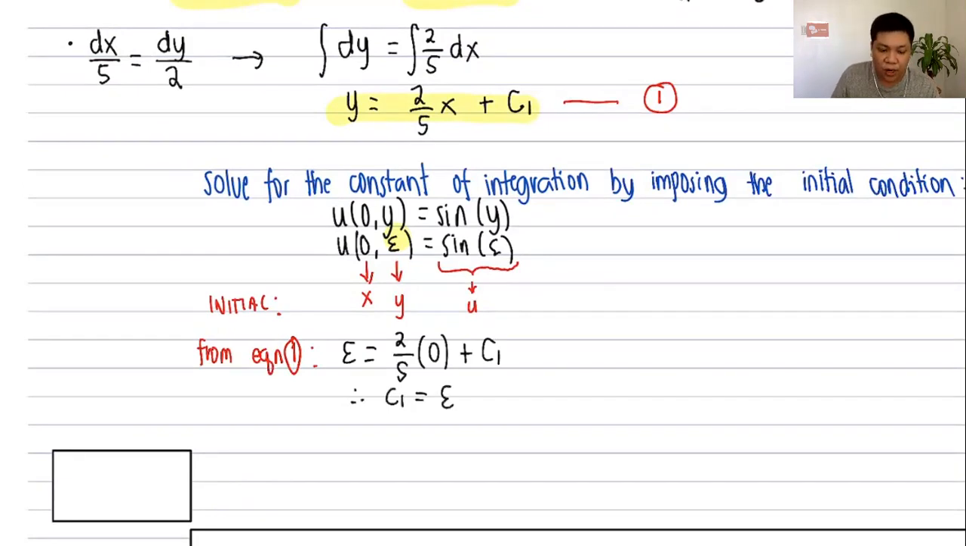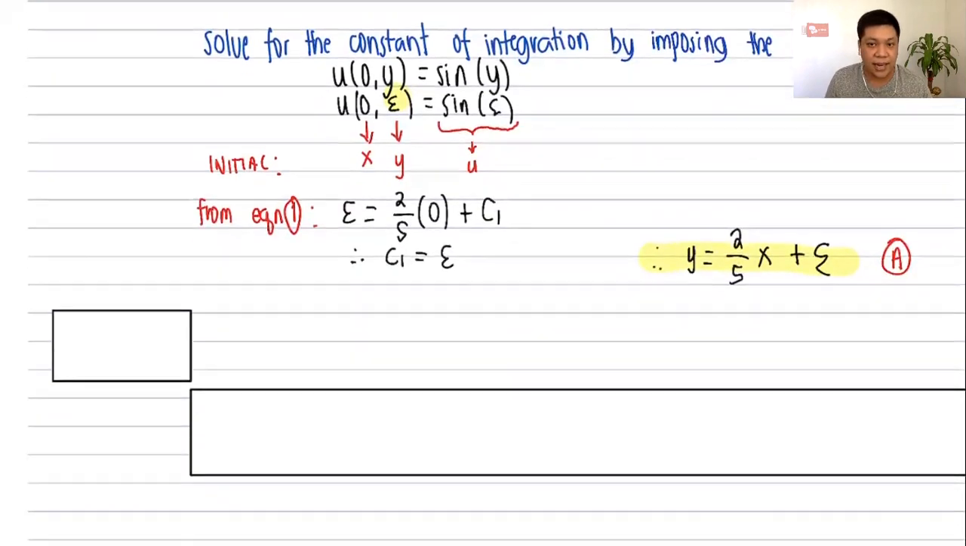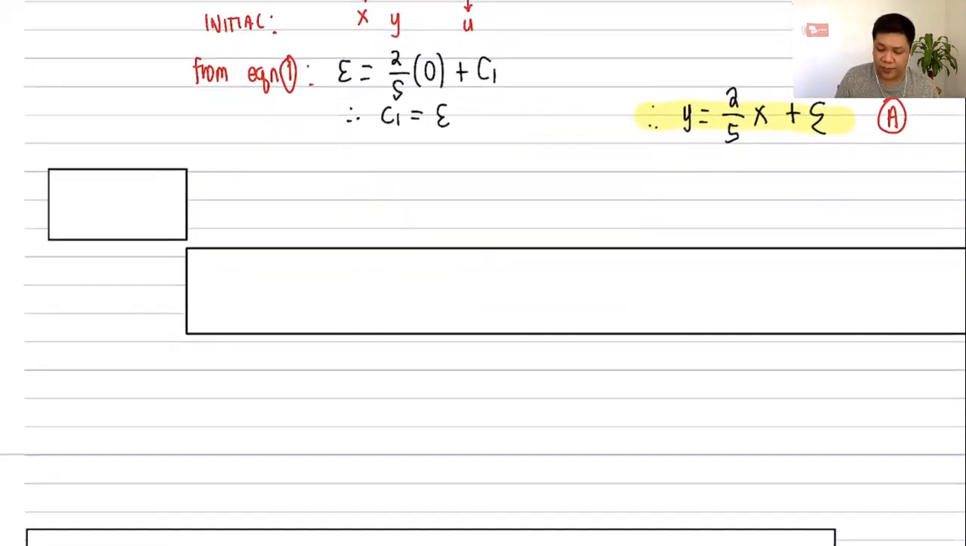Therefore, I can rewrite equation 1 by replacing C1: y is equal to 2/5 x plus epsilon. So this is now my solved ordinary differential equation, and let me call this equation A. Is that clear? I hope it is.